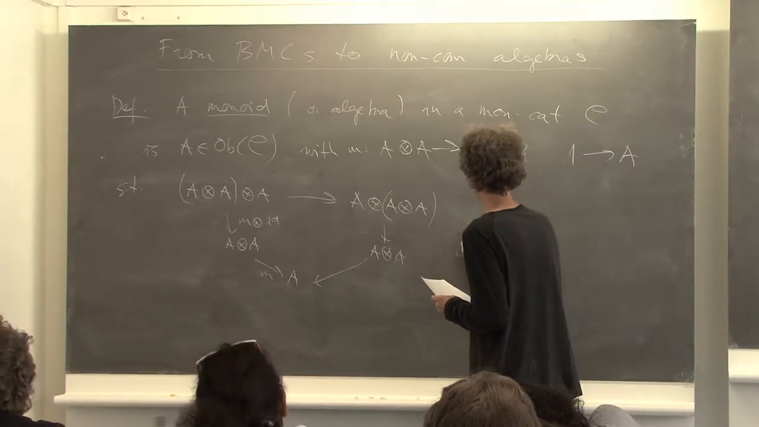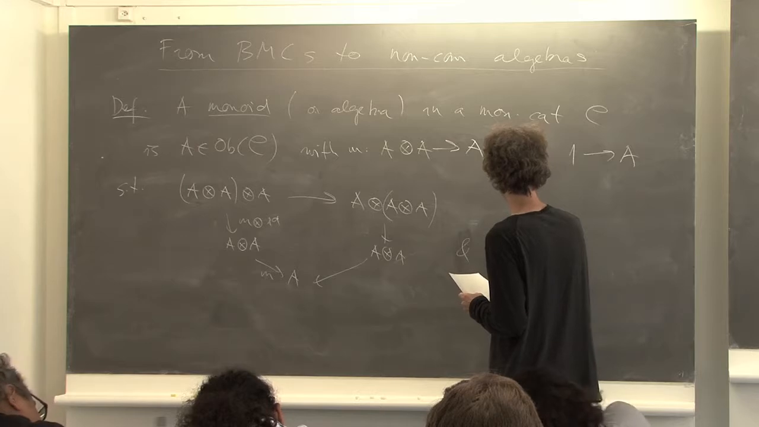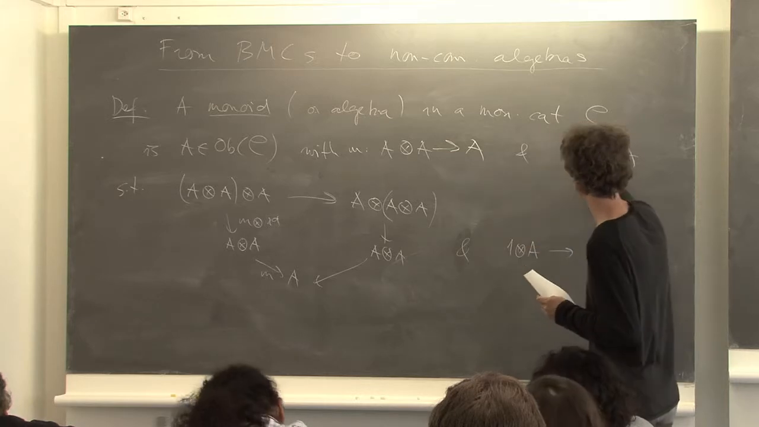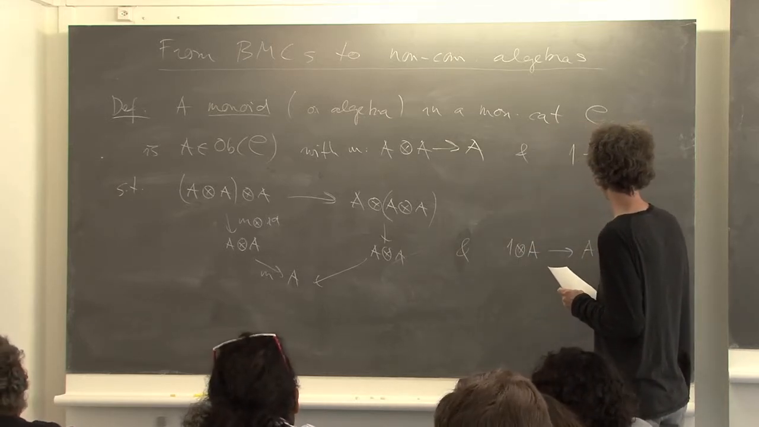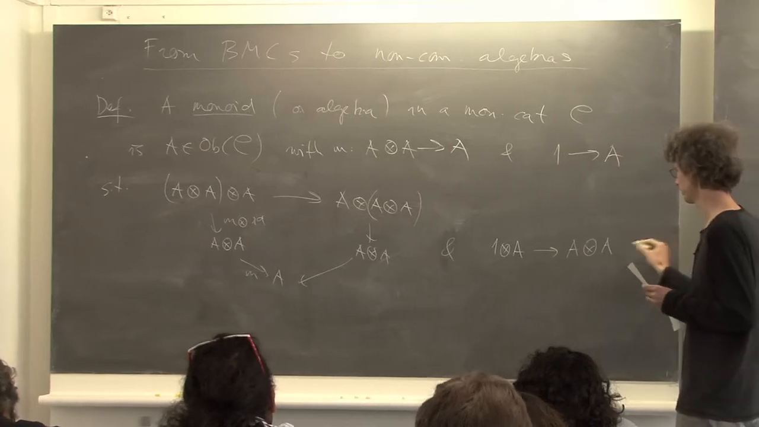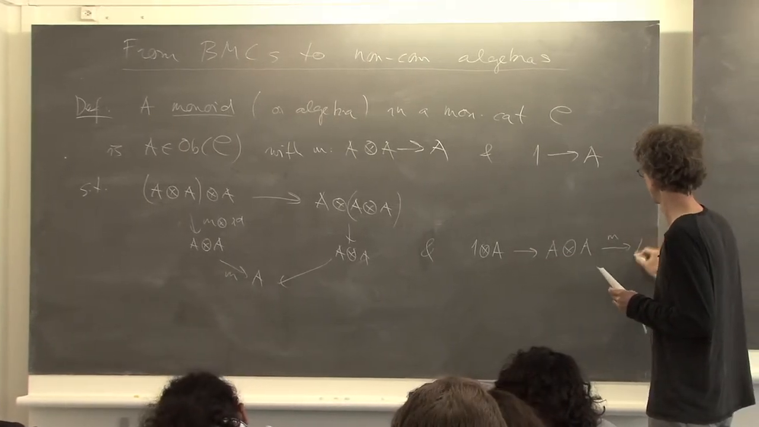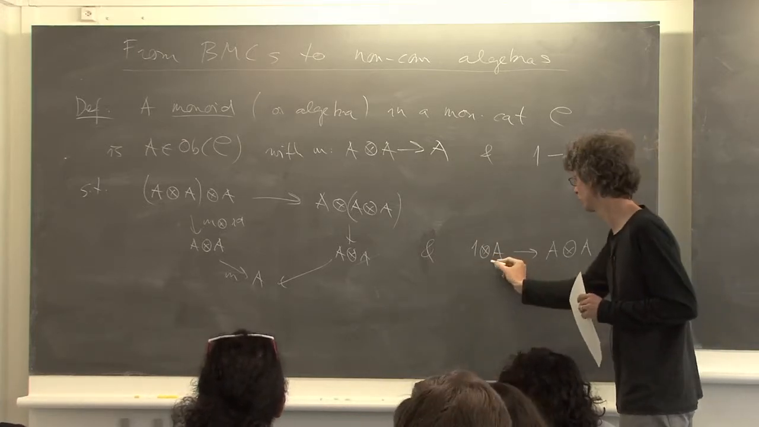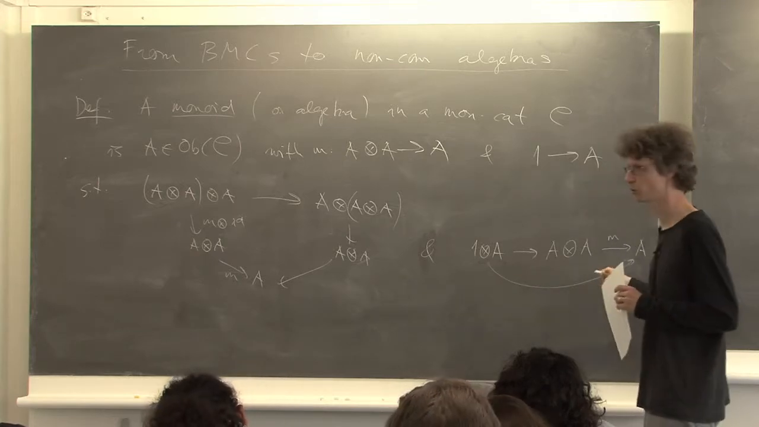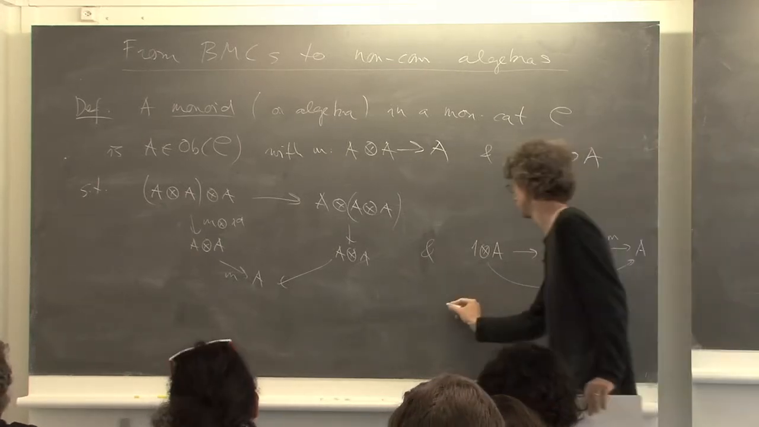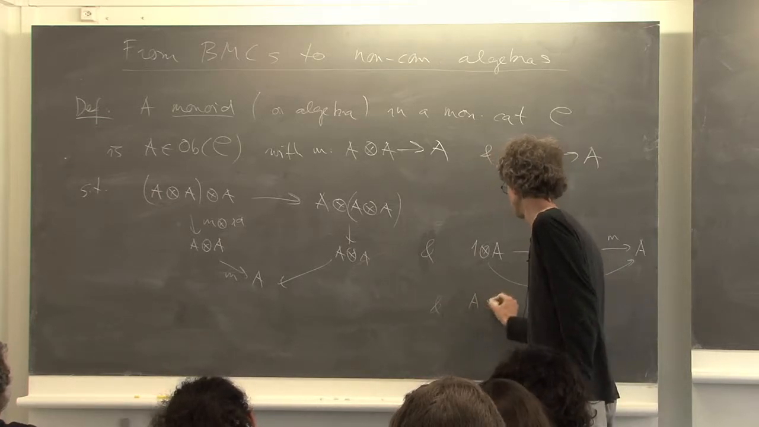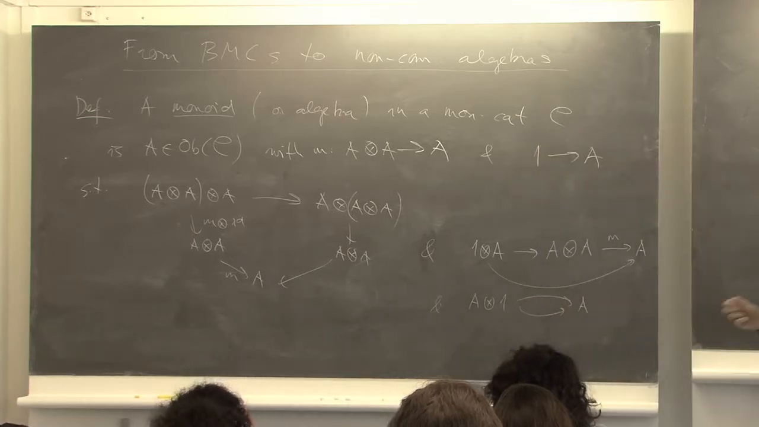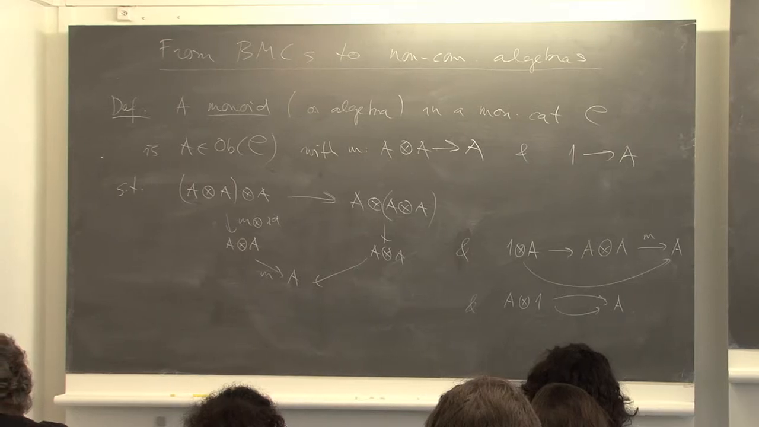And when we start with one tensor A, you can go with this inclusion into A tensor A, and from there we can take the product. But one tensor A is already naturally isomorphic to A, and this should commute, and also the one which is from the other side. So, okay, that's it.